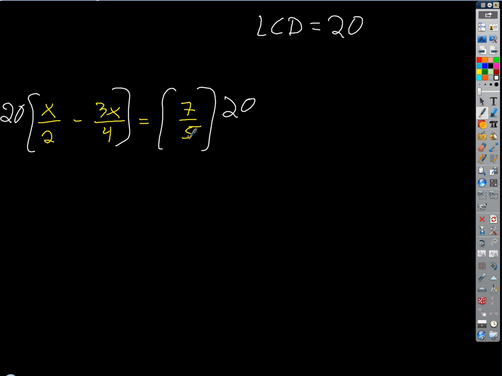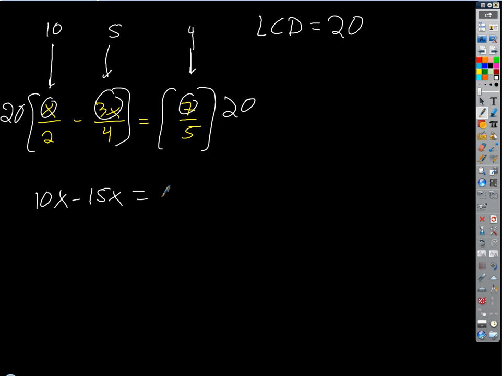Okay, so remember how we did this before. We'll say 20 divided by 2 is what? 10. And then we multiply that by the top. So we end up with 10x. 20 over 4 is 5, so we multiply the 5 by the 3x, and we're subtracting. Over here, 20 over 5 is 4, and so we end up with 28. And then that's easy. From there, we just collect like terms and isolate x.